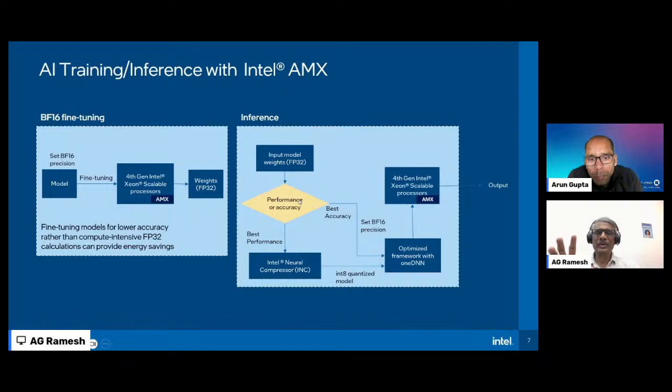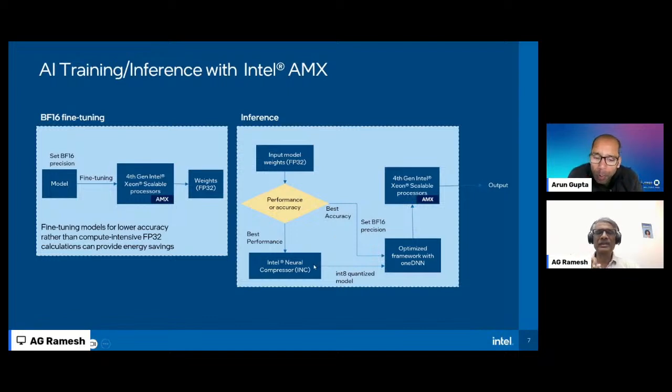So if you're really worried about best performance, you can use Intel Neural Compressor, which converts all the weights into int8, and then use a framework like TensorFlow, and again, you'll get the best benefits. But can you give us a line about Intel Neural Compressor? What is Intel Neural Compressor?